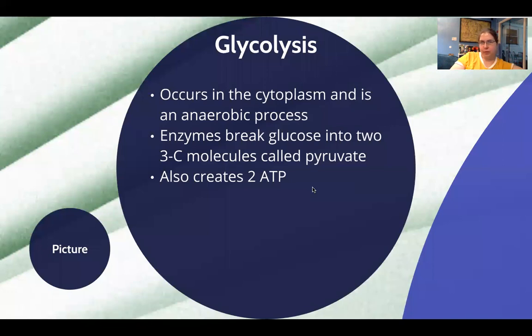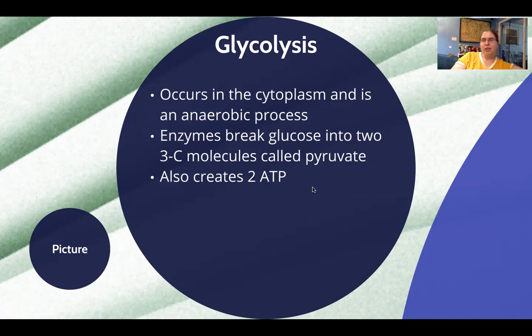So first, like we said, we begin with glycolysis. This occurs in the cytoplasm, and this part is anaerobic, so you don't need oxygen for this part. What happens is we have enzymes that are going to break the glucose, which is a 6-carbon molecule, into 2 3-carbon molecules. We call these molecules pyruvate. So from 1 glucose, you get 2 pyruvate molecules.